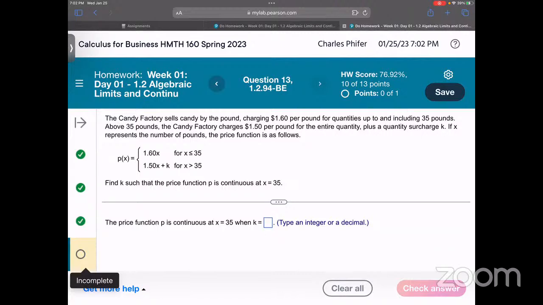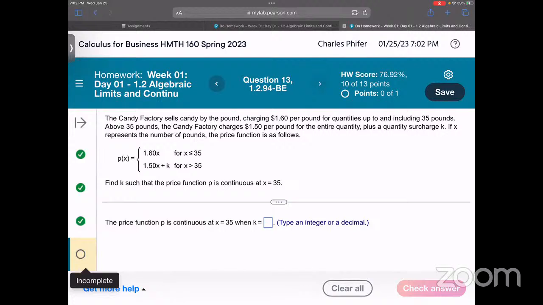So in order for this to be continuous, we have to satisfy those three conditions. The first condition is that the function has to be defined at that value of A, in this case A being 35. I think it's already defined, because if we use line 1 and plug in 35, we get a real number. So we're good to go there. The second condition is that the limit has to exist. The limit as X approaches 35 has to exist. In other words, the left-hand limit has to equal the right-hand limit.